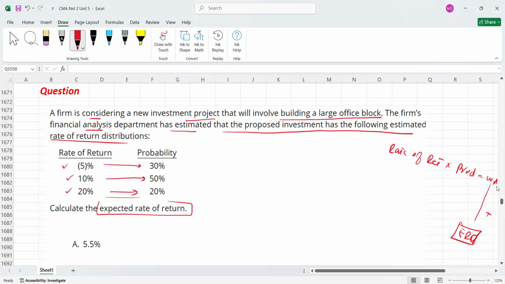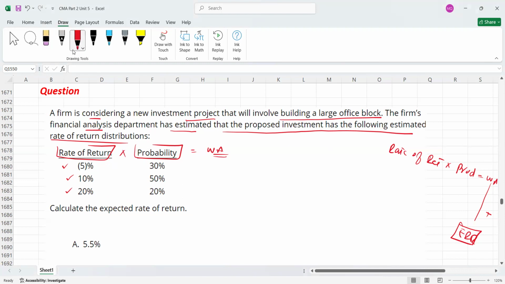Now you have to calculate the expected rate of return. How will you calculate it? You are provided with the rates of return and the probabilities. You get the weighted average values by multiplying these two figures, rate of return times probability, and then we will make the summation.